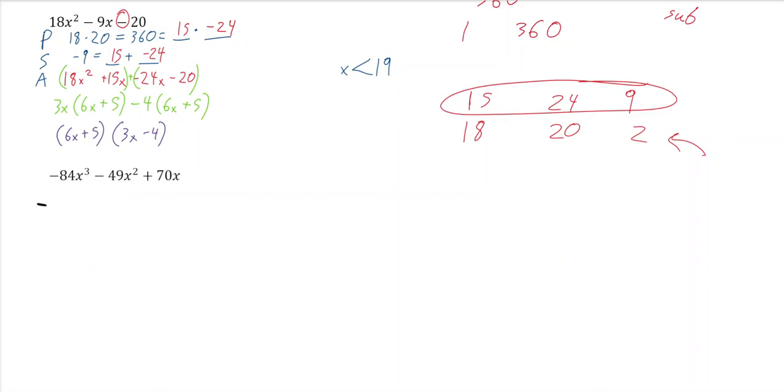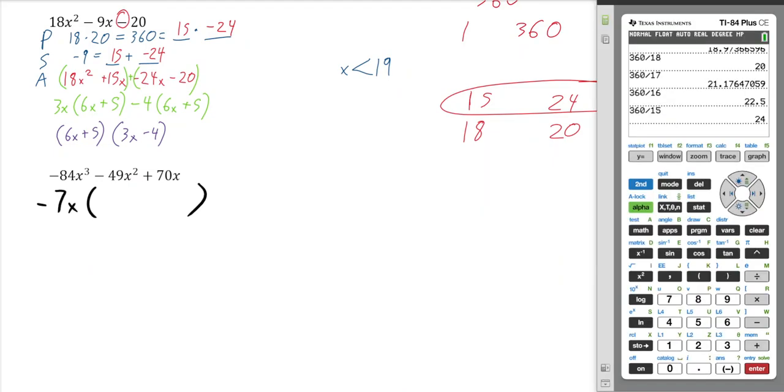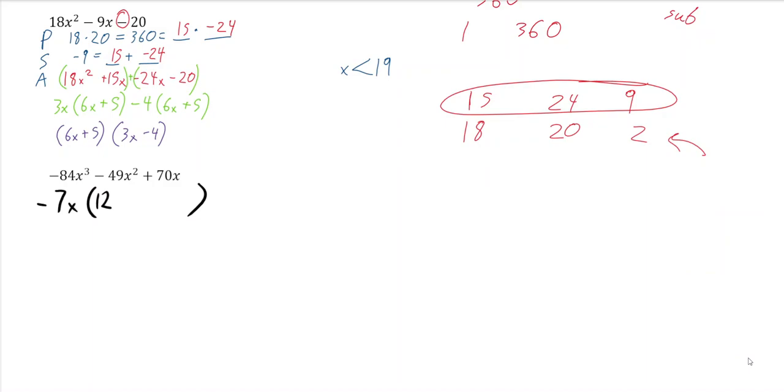So I can take out a negative and an x, okay, but I could also take out a 7, and that might be hard to figure out, but this is indeed a 12x squared plus 7x minus 10. Okay, so that is our first step.